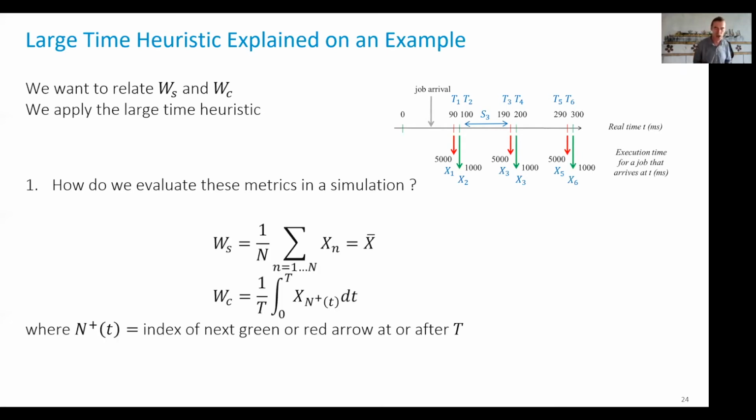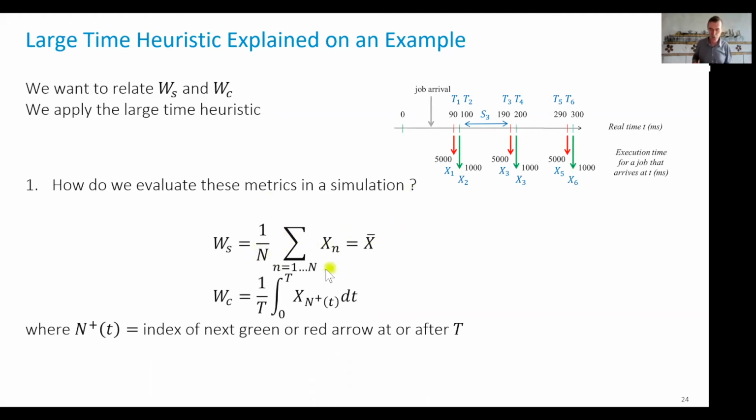So how would I evaluate the waiting time WS seen by the system designer in a simulation? Well, I would simply look, I call X1, X2, X3, X4. This is a 4 here, it's not a typo. I look at all the execution times of all the jobs. And then I take the average over all the jobs. So I've seen n jobs, each of them had a possible execution time xn, that gives me x bar.